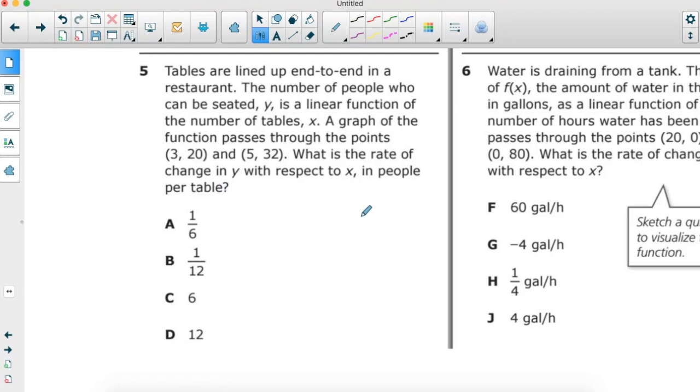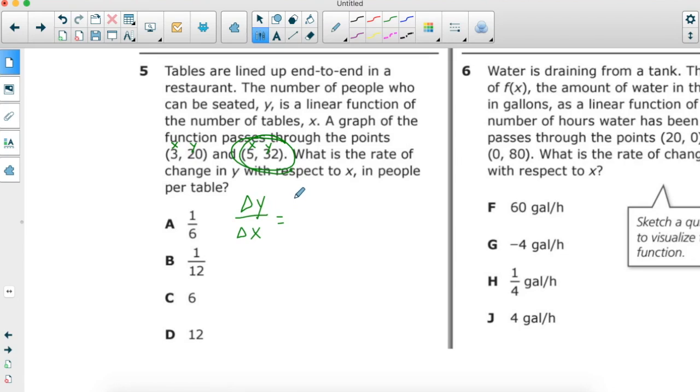Okay, so the rate of change we said was the change in y over the change in x. Here, this is x and this is y. This is x and this is y. It doesn't matter which one you pick, but you have to pick one of them to be first. So let's say I decide to go with this one.